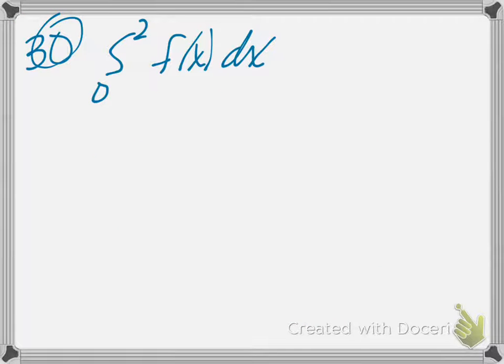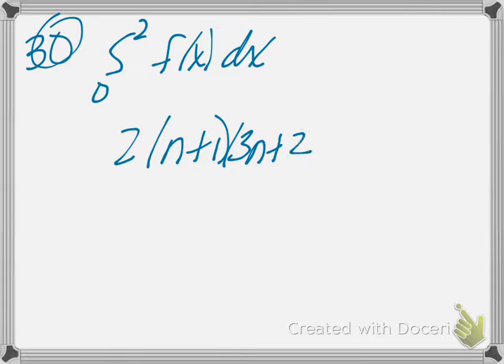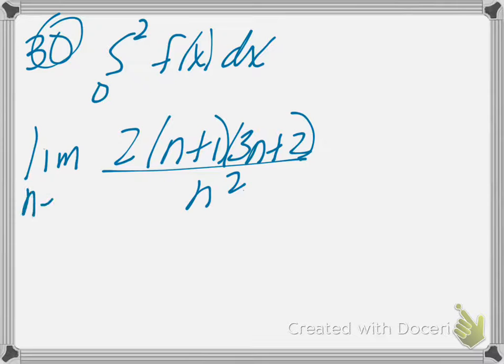And finally we have number 30. So we're looking to find the area under this curve from 0 to 2 using a Riemann sum with n subintervals, which means an infinite amount of subintervals. And they are equal to this. They gave you this. So if we have n being an infinite amount of intervals, then that would just be the limit as n goes to infinity.